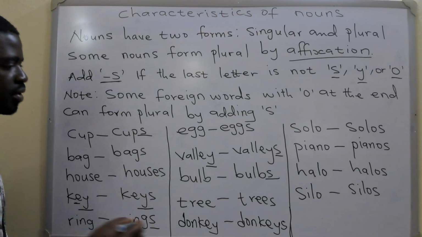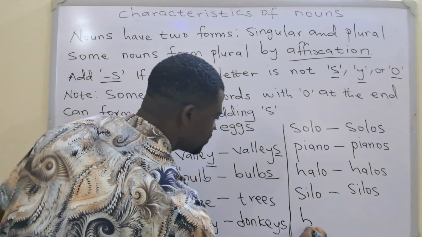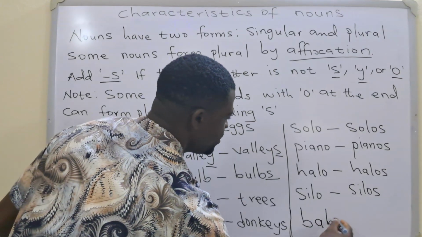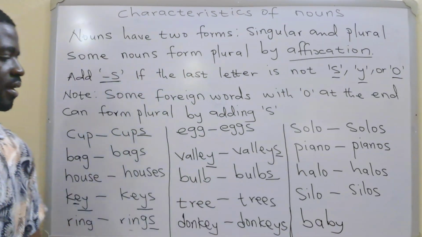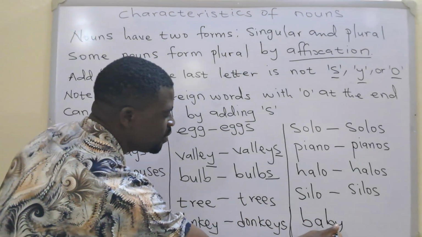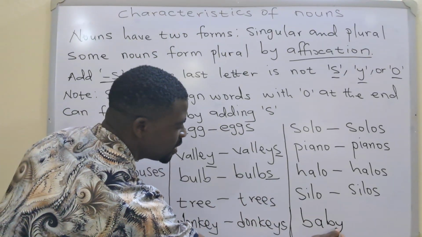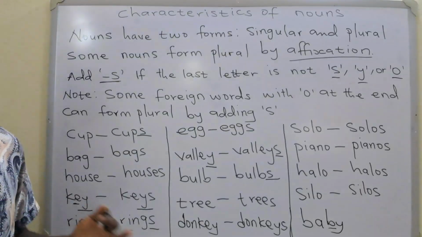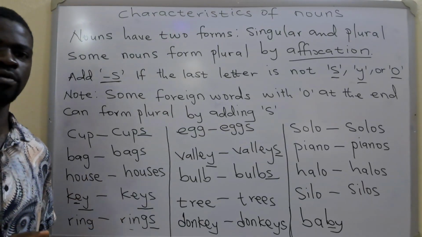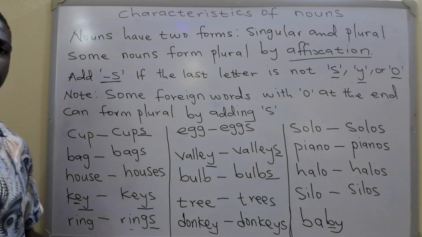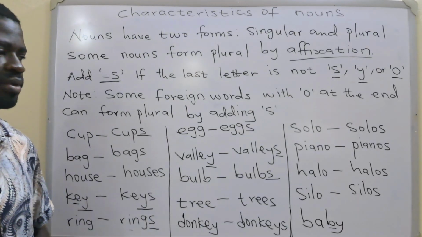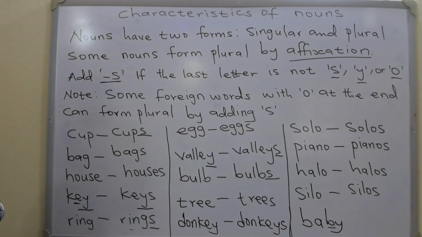For example, this word, baby, ends with a y, but the letter before the y is a consonant. I hope you still remember what consonants are and what vowels are. If you're not sure what a vowel or a consonant is, don't worry, there's going to be a special class to describe all of that.